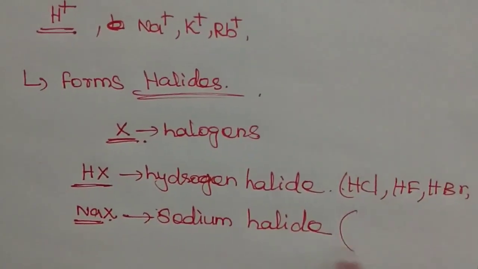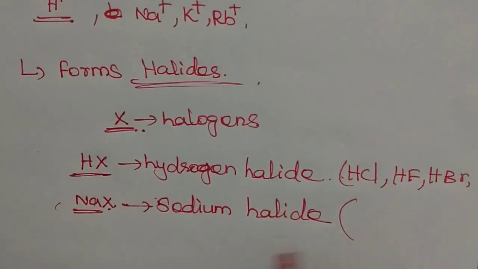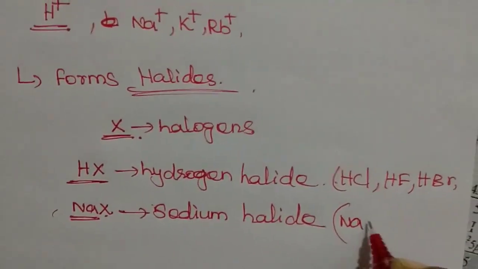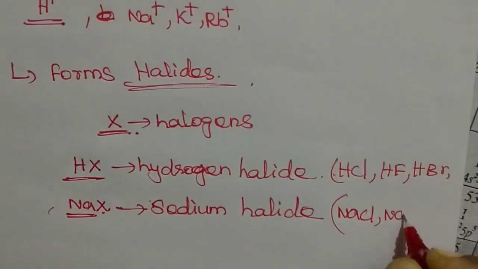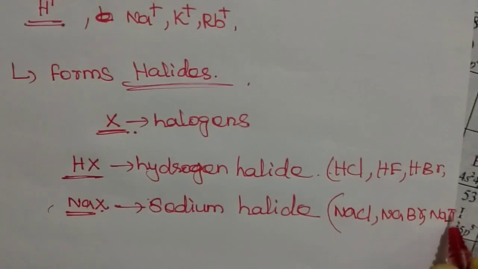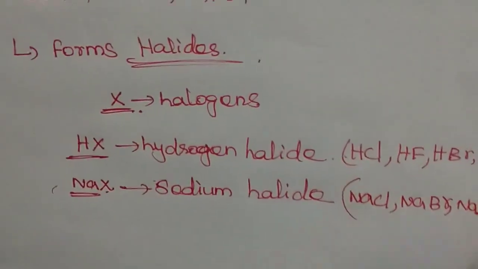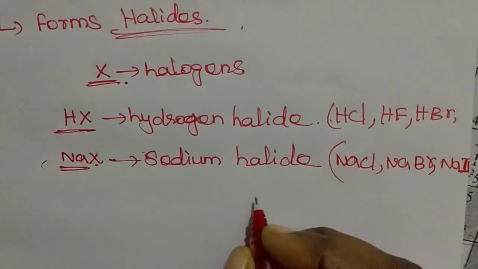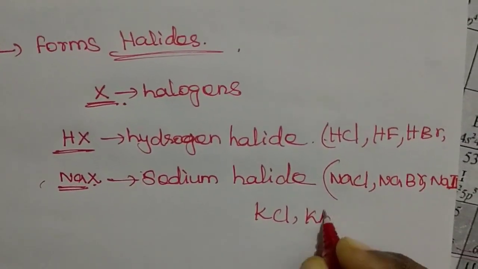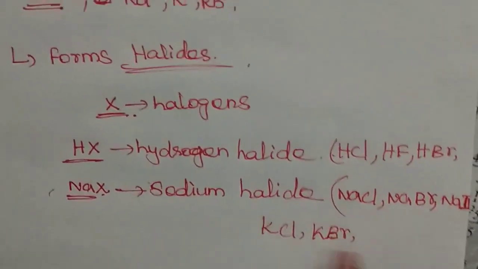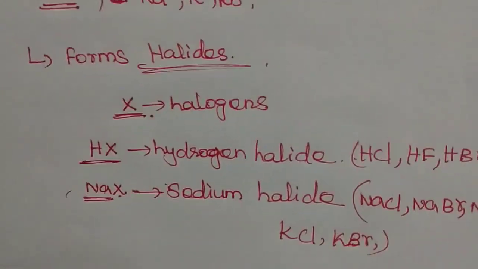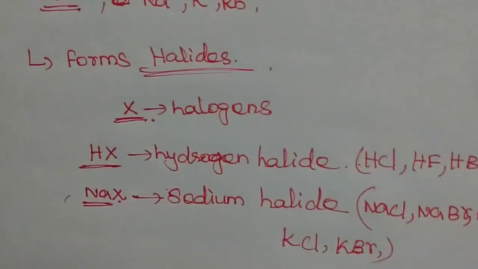Then what are the examples for the alkali halides? Sodium is combined with the halogens: NaCl and NaBr, or NaI, sodium iodide. Another example: KCl, KBr. These are the examples of alkali halides, like the formation of halides.